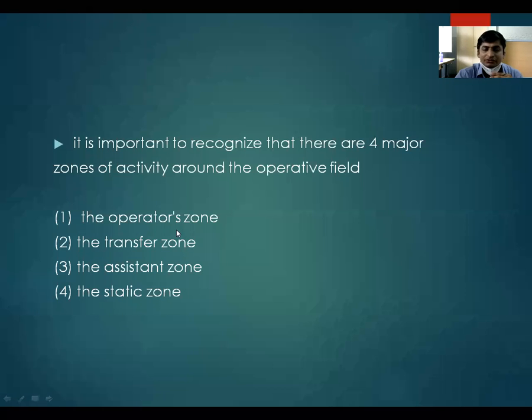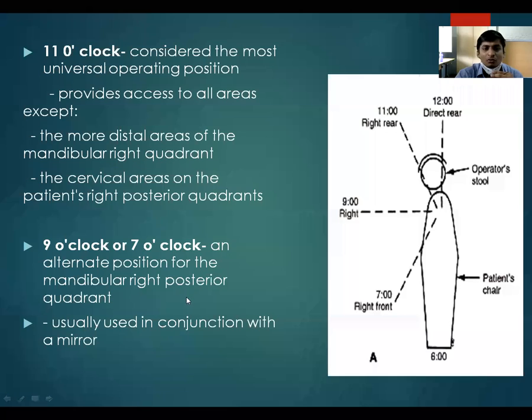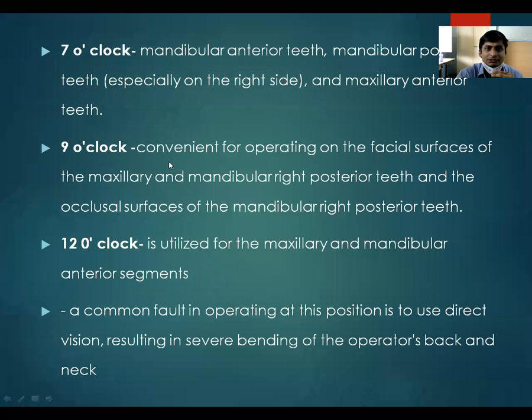The operator zone is where we sit and practice. The transfer zone is where your assistant is transferring different instruments and materials to you. The assistant zone is where the assistant is sitting. In the static zone, there is no movement. Coming on to the different positions, here you can see different positions.